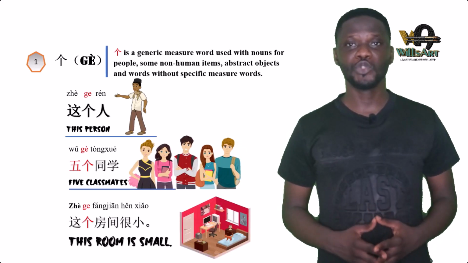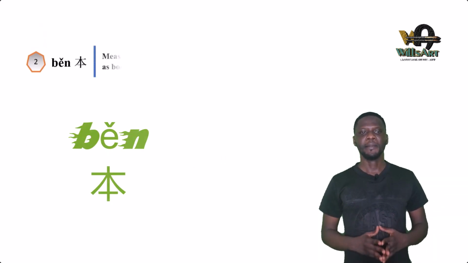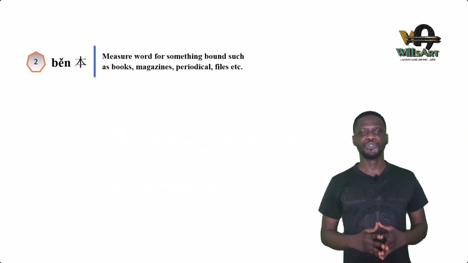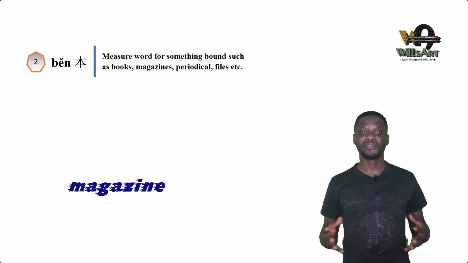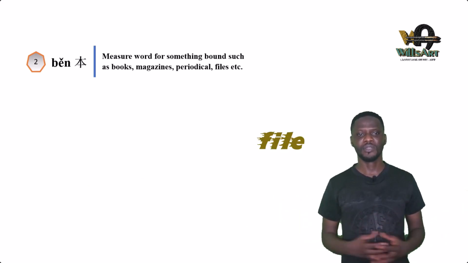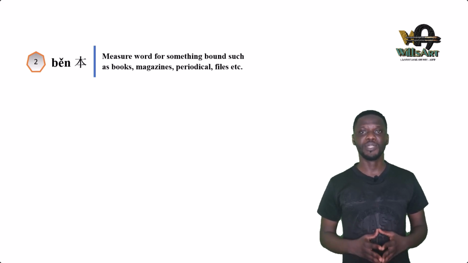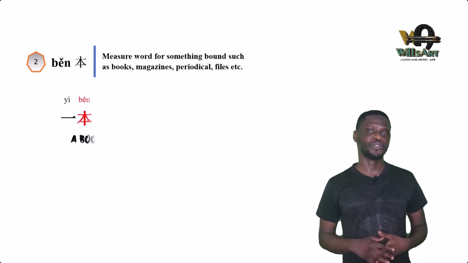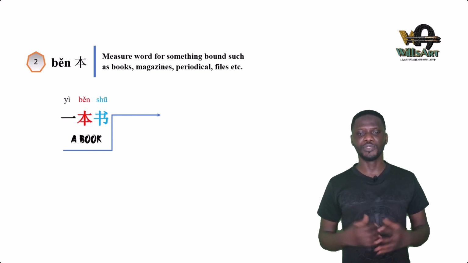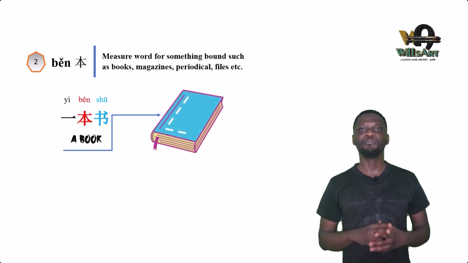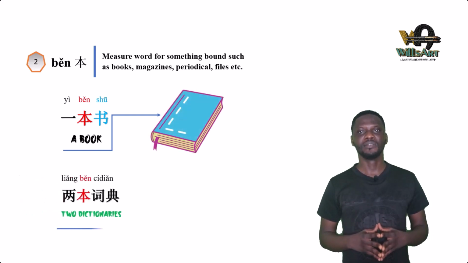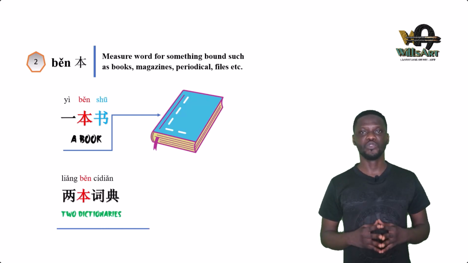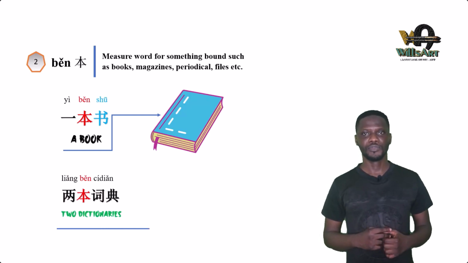The second measure word we're going to be looking at is 本. 本 is a measure word used for something bound, such as books or magazine, periodicals, or files. For example, we have 一本书, which means a book or one book. Then we have 两本词典, which means 2 dictionaries.